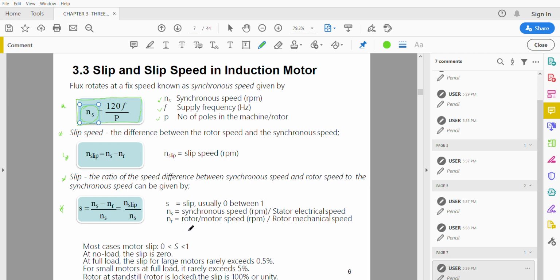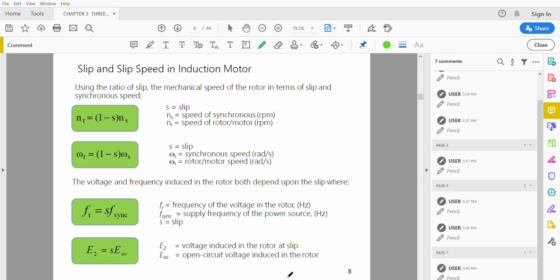In most cases, at no load, the slip is 0. At full load, the slip for a large motor will rarely exceed 0.5%, and for a small motor at full load, it rarely exceeds 5%. At rotor standstill, which is when the rotor is locked, the slip is 100%, or unity, 1.